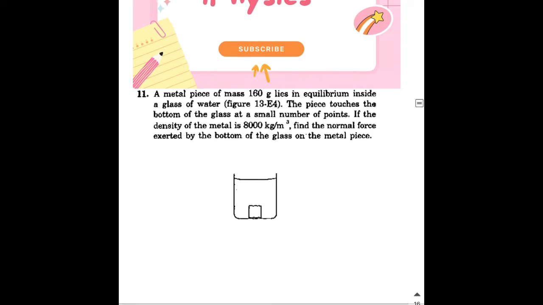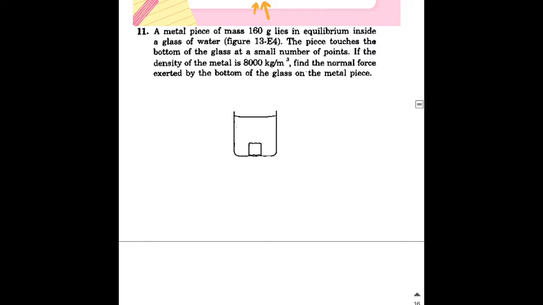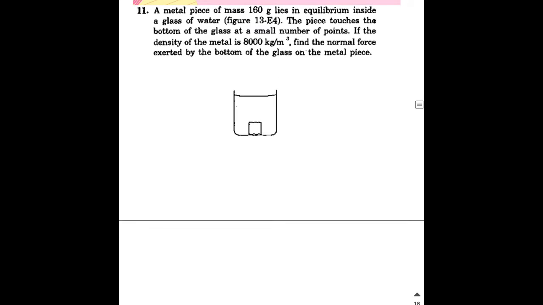Alright everyone, let's get along with the next question in the series. Question number 11, what does it say? A metal piece of 160 gram lies in equilibrium inside a glass of water. The mass has been given as 160 gram. It is lying in equilibrium, that means the net force will be 0.